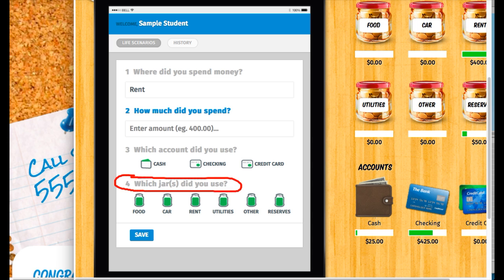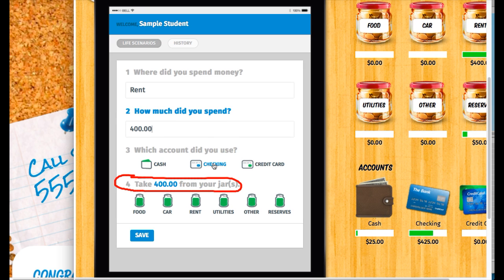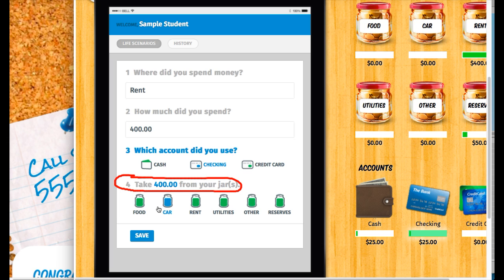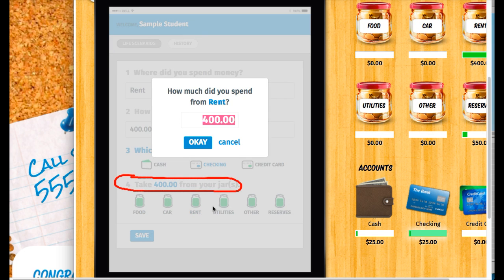So it's important that as you go through whatever you're spending on this specific thing, you're putting the amount. So $400. I am taking it out of checking because my book tells me to take it from checking. That means debit card. And it says take $400 from your jar. Now, which jar is marked for rent? Well, my goodness, it's the rent jar.